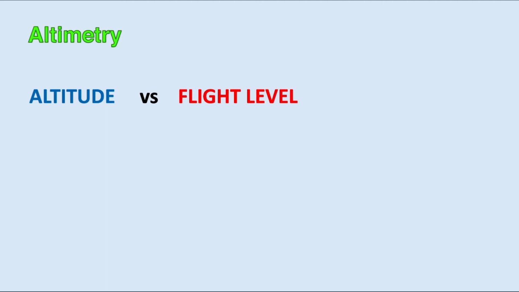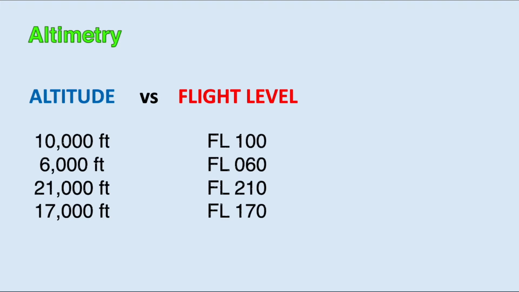How do you express the altitude and how do you express the flight level? When you express altitude, you say it in thousands of feet. And when you express the flight level, you say it in hundreds. So when there is a 10,000 feet distance, that means that you're at flight level 100. When you're at 21,000 feet, you're at flight level 210.